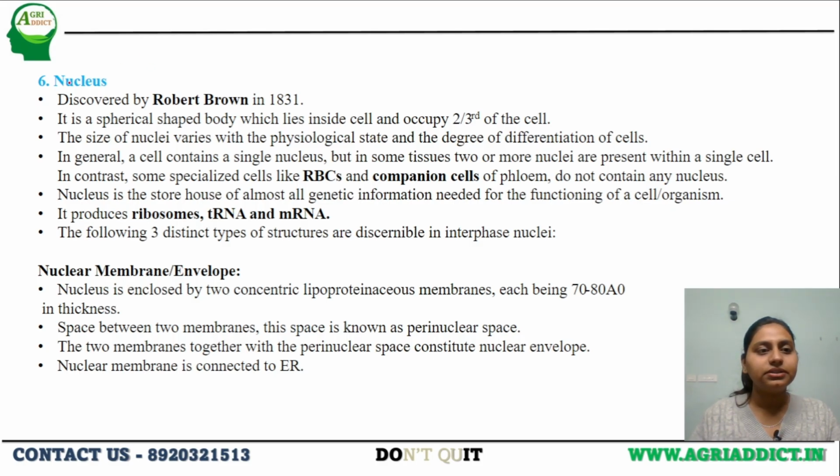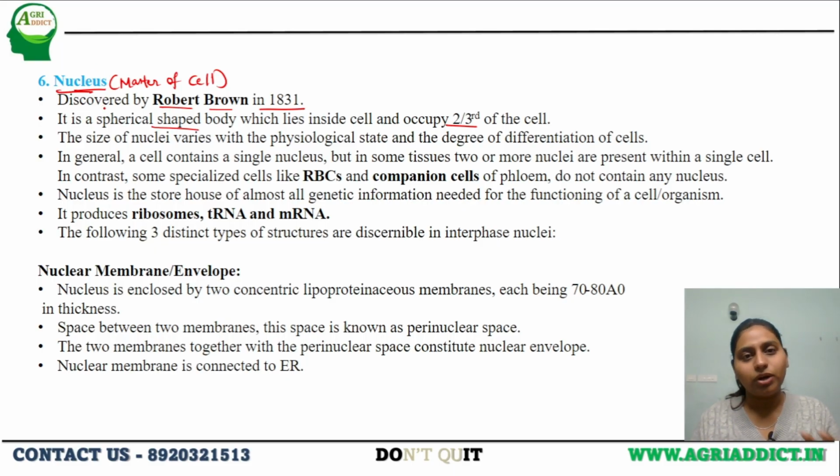Next, coming to the most important organelle of any cell, that is the nucleus. The nucleus is called the master of the cell, because all the metabolic activities taking place in the cell are controlled by the nucleus. It was first discovered by Robert Brown in 1831, and it is a spherical shaped body which occupies about 2/3 of the total space in the cell. The size of the nuclei also varies from one tissue to another. In cells which are metabolically very active, the size of the nucleus will also be very large.